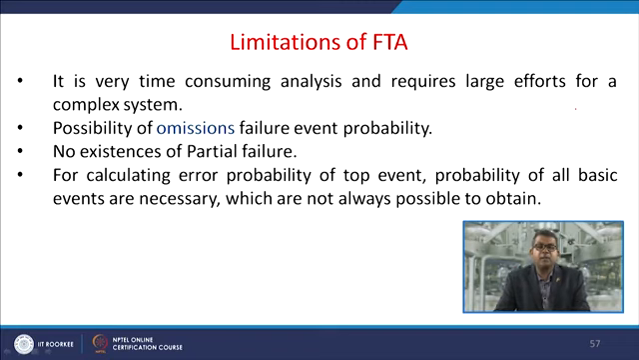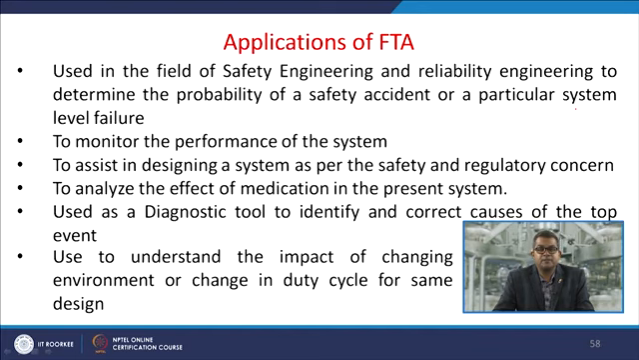Apart from this, it is a very time consuming analysis and requires a large effort for a complex system. Sometimes omissions may occur, and then the failure event probability may increase. There is no provision for any kind of partial failure, and sometimes it is an integral part of a process. For calculating the error probability of the top event, the probabilities of all basic events are necessary, which are not always possible to obtain because it may lead to a cumbersome process. So, this is again one of the disadvantages of fault tree analysis.